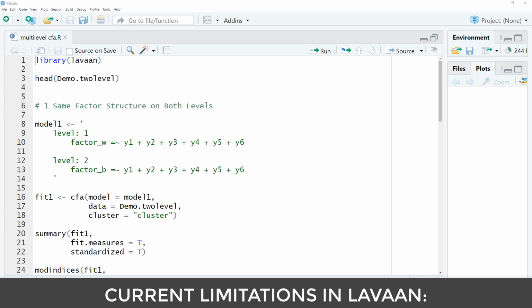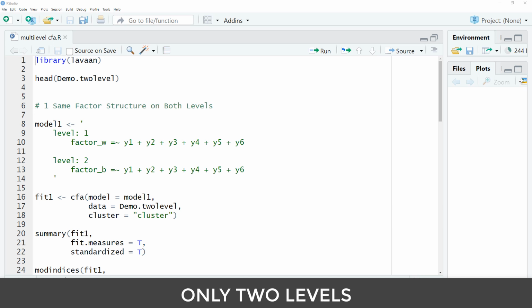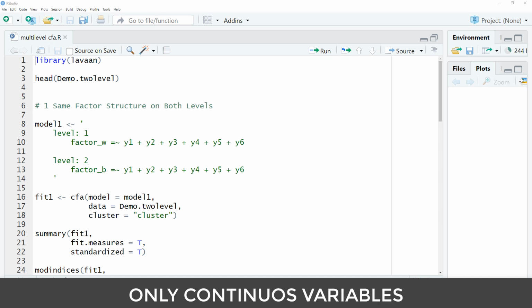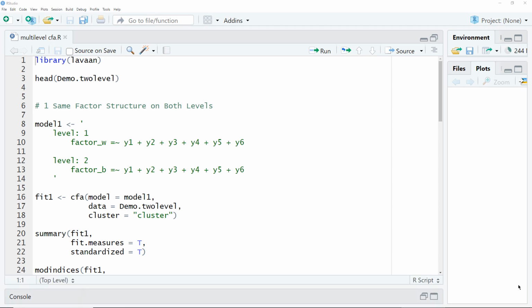In the case of lavaan, there are some limitations. Currently, you can only use two levels and only random intercepts, not random slopes. And it's only possible to do with continuous variables. Okay, let's start with our example.